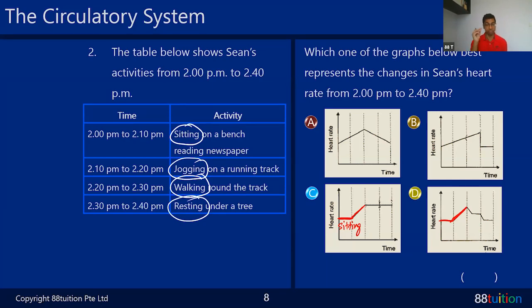Next, now this is the critical part, right? What he does from 2:20, the next 10 minutes, he walks. So from the high point, it shouldn't suddenly be the same as resting. Walking and resting shouldn't be the same. Why is it the same? This is walking, this is resting. Since it's the same, there's something wrong. But this is correct. You walk, you reduce your heart rate slowly, slowly, slowly. Then you rest, you come back to the same resting heart rate. Not immediately, but after a certain time. So that's why D is the answer. So you have to analyze the graph, although you have to think through the steps that our friend Sean went through. Okay.